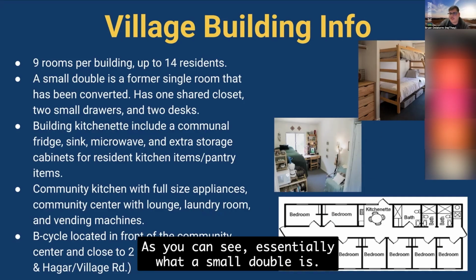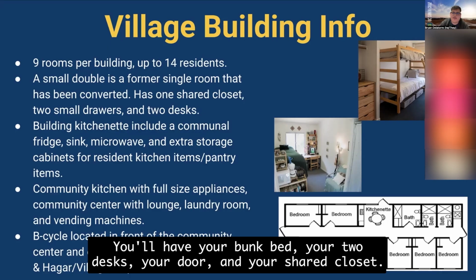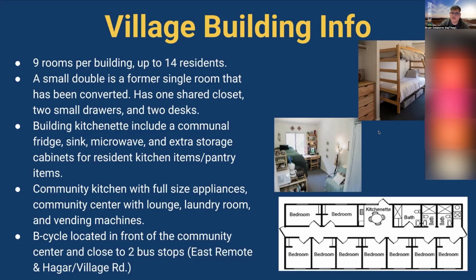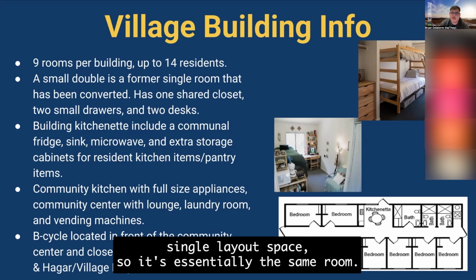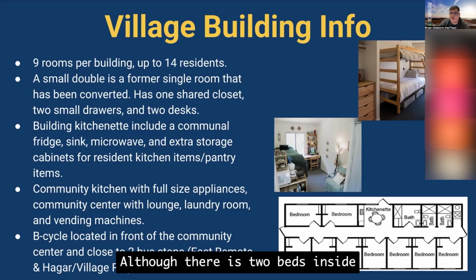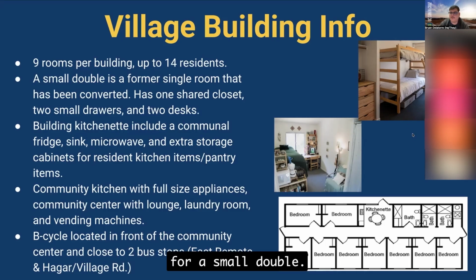In the photos, you can see essentially what a small double is. You'll have your bunk bed, your 2 desks, your drawer, and your shared closet. This is a single layout space, so it's essentially the same room, although there are 2 beds inside for the small double.